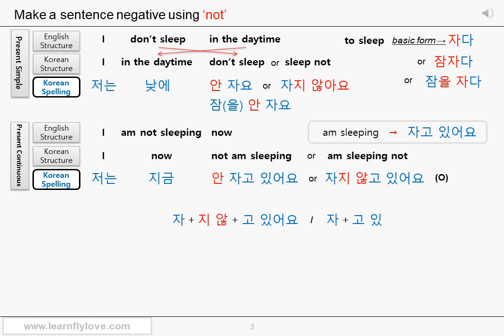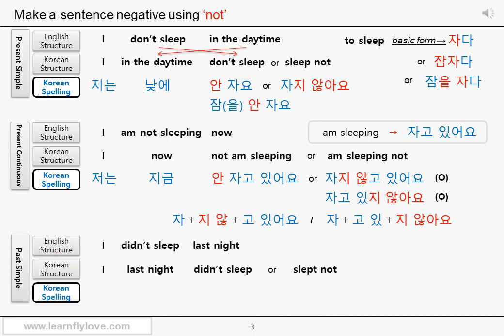Now let's add a continuous tense first. The stem 자 plus the continuous tense 고 있 and the negative compound expression 지 안 plus 아요. 자고 있지 않아요. They both are perfectly correct. 저는 지금 자지 않고 있어요. Or 저는 지금 자고 있지 않아요. No worries, you can always just use the 안 sound, which is easier to apply, okay?